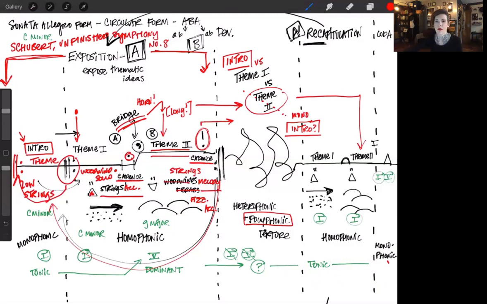Ooh, my whiteboard has stopped working. Let's see. How do I fix this? One moment. Okay, sorry, I want you to be able to see my whiteboard.